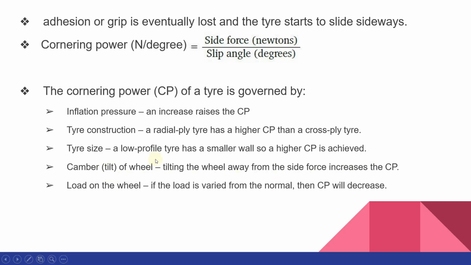Then the wheels are tilted by a small angle. I'll tell you the reason why it is tilted when we come to camber. Camber, or tilting the wheel away from the side force, increases the cornering power. Also, the load on the wheel influences cornering power. If the load is varied from the normal, then cornering power will decrease. So all these are the different factors which affect the cornering power, that is, the ability of a tire to undergo a turn.